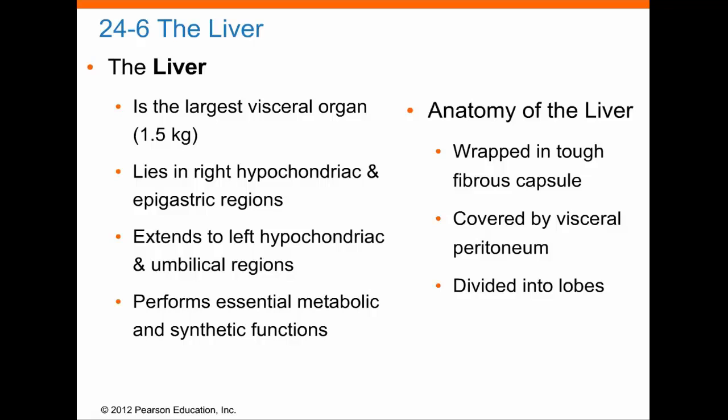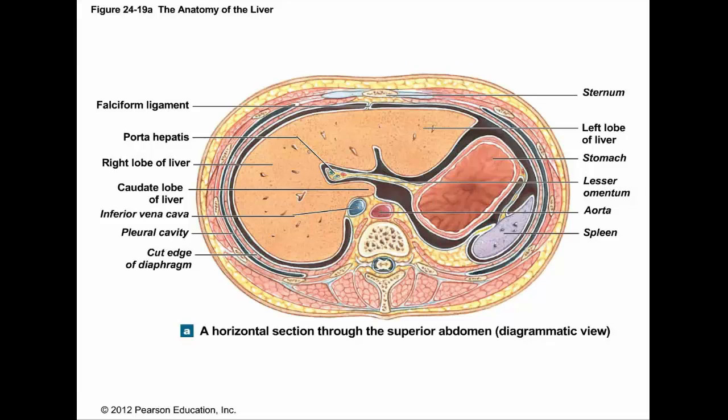The anatomy of the liver, a little bit further, it is wrapped in a tough fibrous capsule to help protect it. It's covered by the visceral peritoneum, and it's divided into two lobes. So here we have a horizontal cross-section through the superior abdomen, and it's showing you that most of the abdomen there is taken up by the liver. We've got a small part of it being the stomach, a little bit of it being the spleen, but the majority of it is the liver.